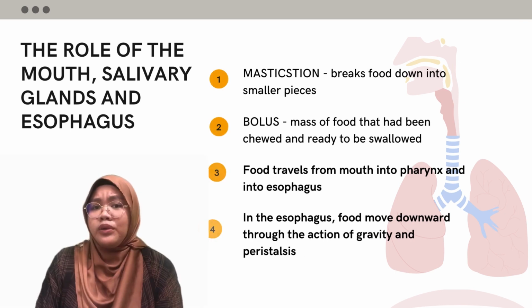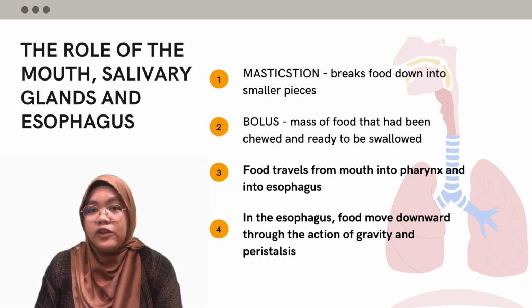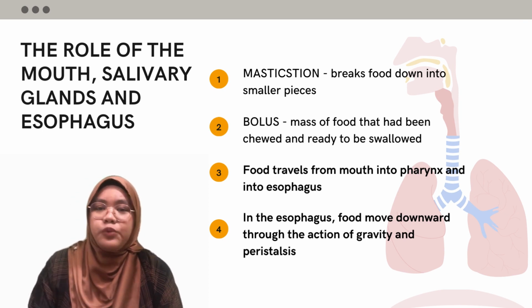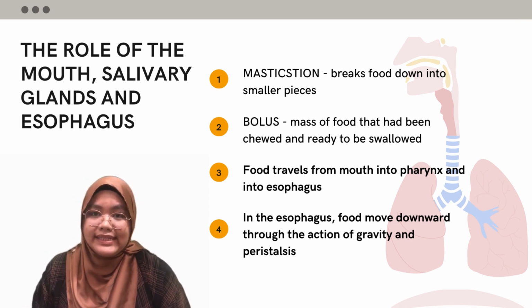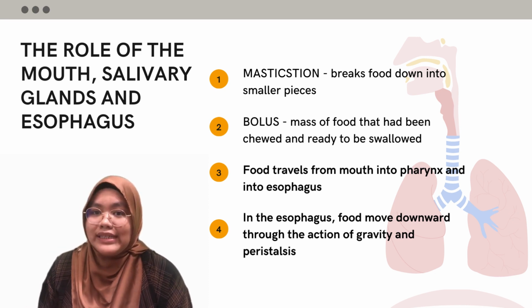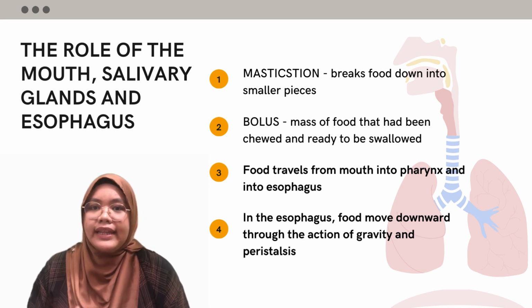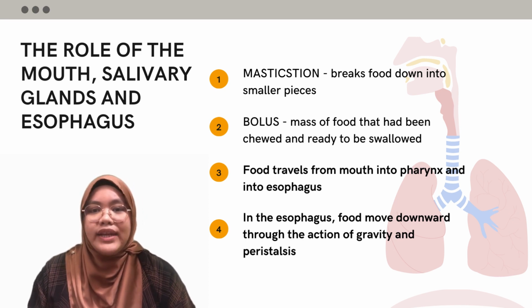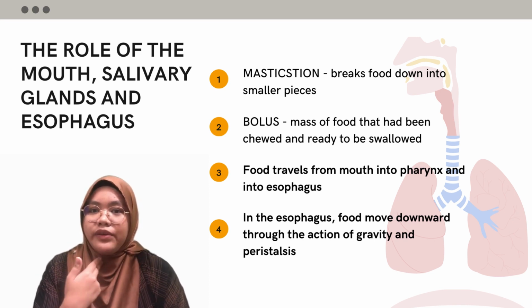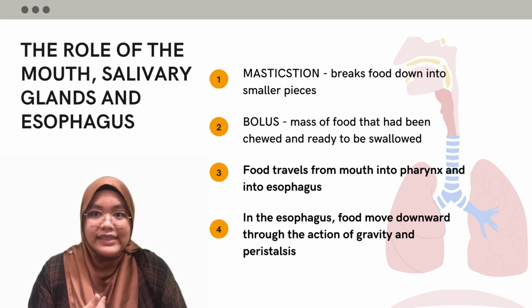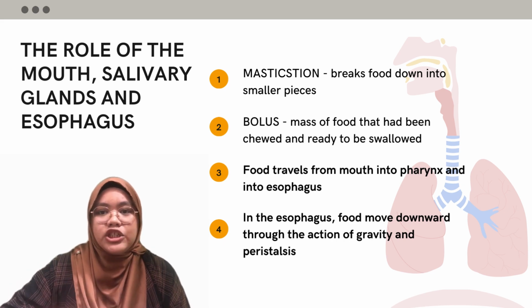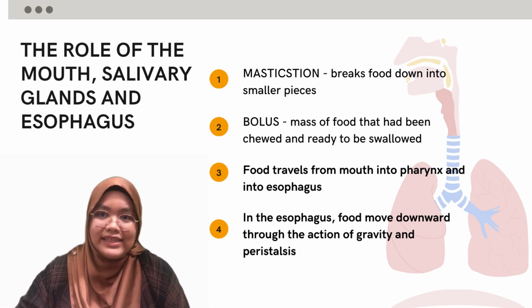So, what is the role of the mouth, salivary glands, and esophagus? First is mastication, or chewing. It breaks down food into smaller pieces and then mixes it with saliva and prepares it to be swallowed. Next is the bolus. A bolus is a mass of food that has been chewed and is ready to be swallowed. During swallowing, food travels from the mouth into the pharynx and into the esophagus. And then in the esophagus, the food moves downward through the action of gravity and peristalsis.